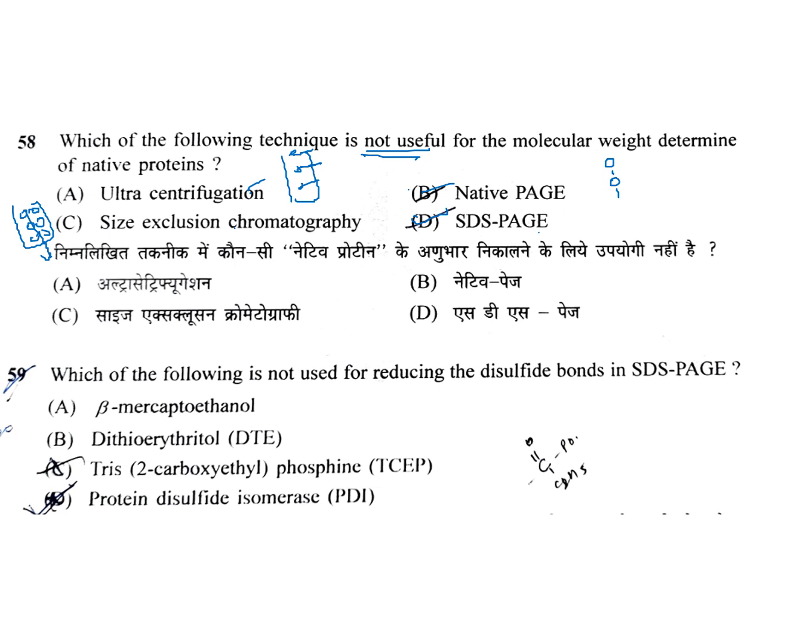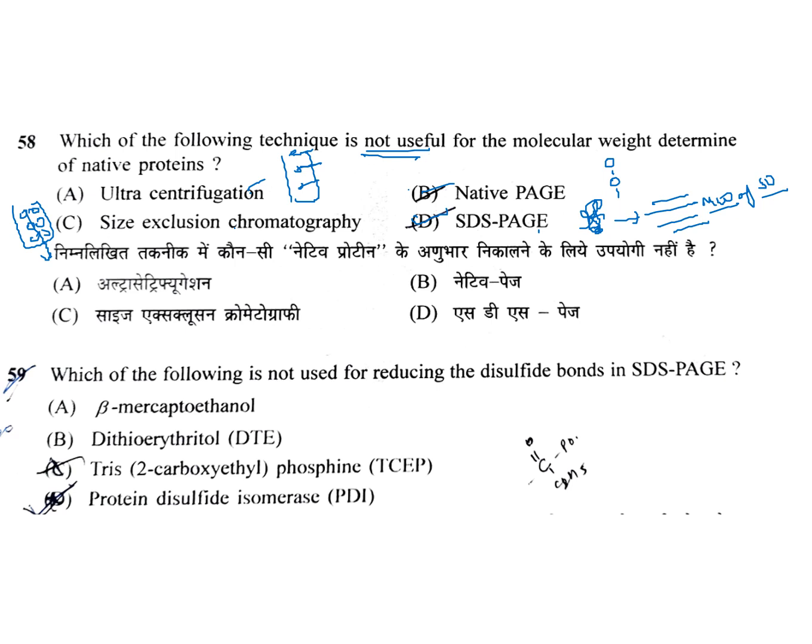So SDS PAGE could not be used for molecular weight determination because in this the protein is denatured to its respective subunits. So the molecular weight of the native protein could not be determined. It can only determine the molecular weight of the subunits, and it could not tell how many subunits are present in the native protein and what will be its molecular weight.